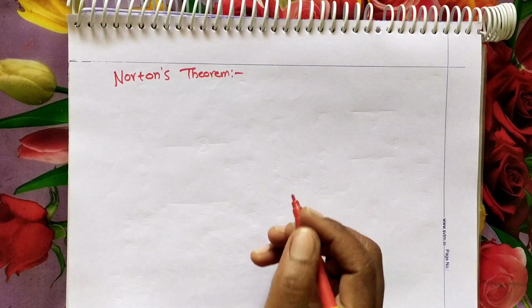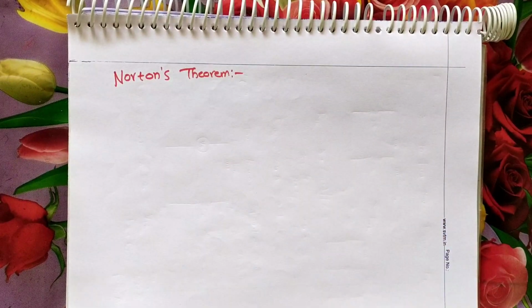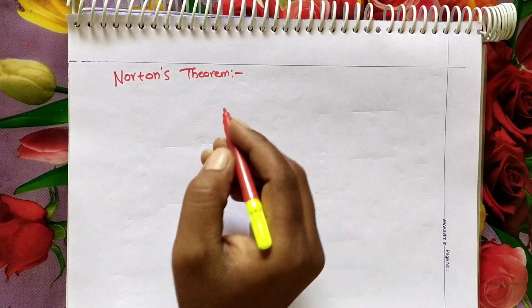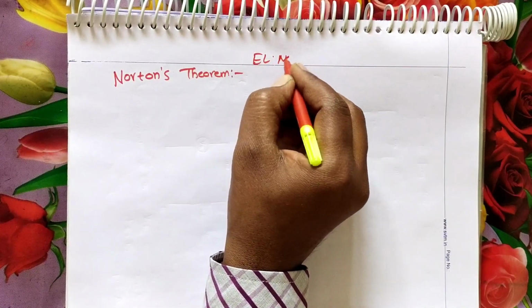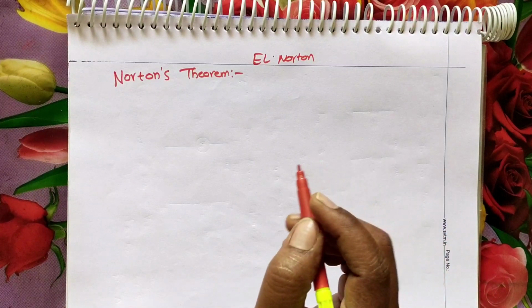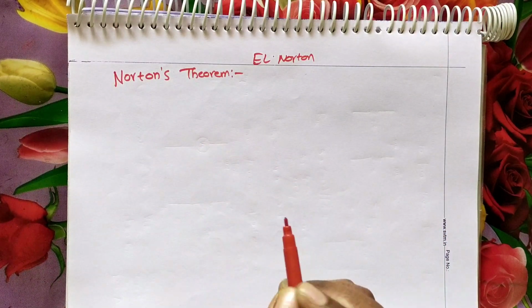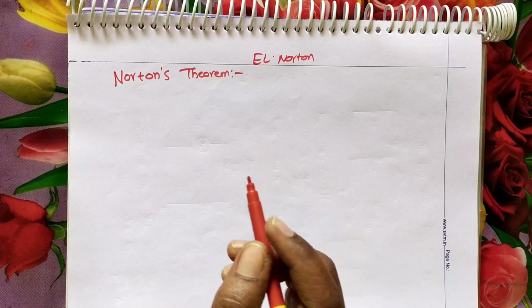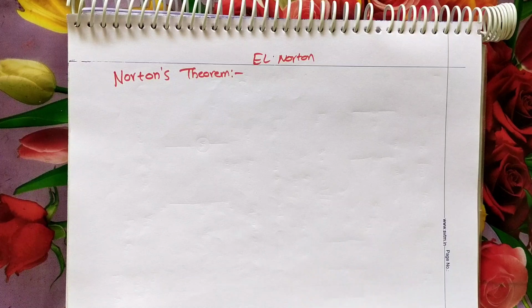Norton's theorem is named after E.L. Norton, one of the engineers at Bell Laboratories in the USA. He developed this theorem, hence it is known as Norton's theorem. It is similar to Thevenin's theorem but with small modifications.